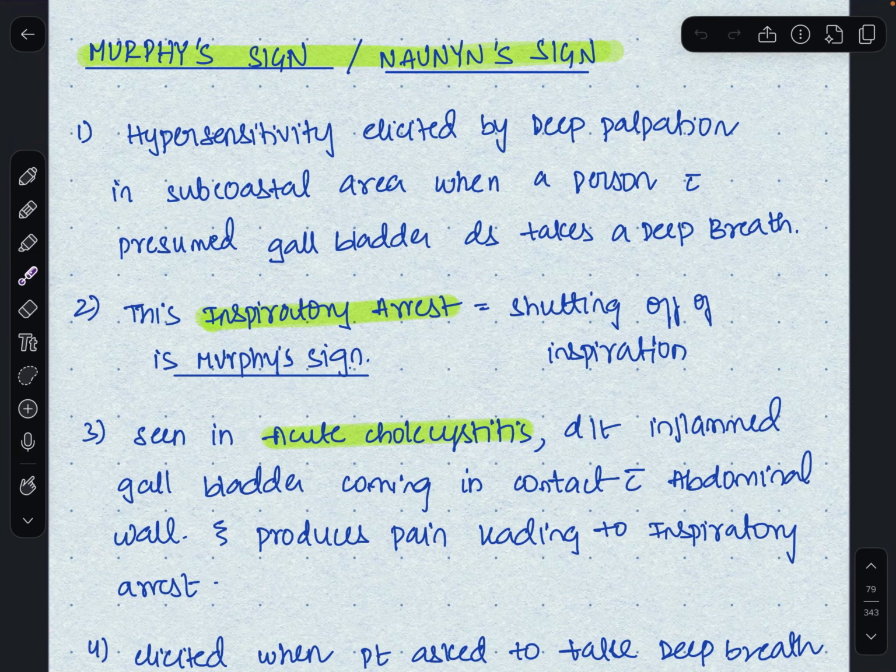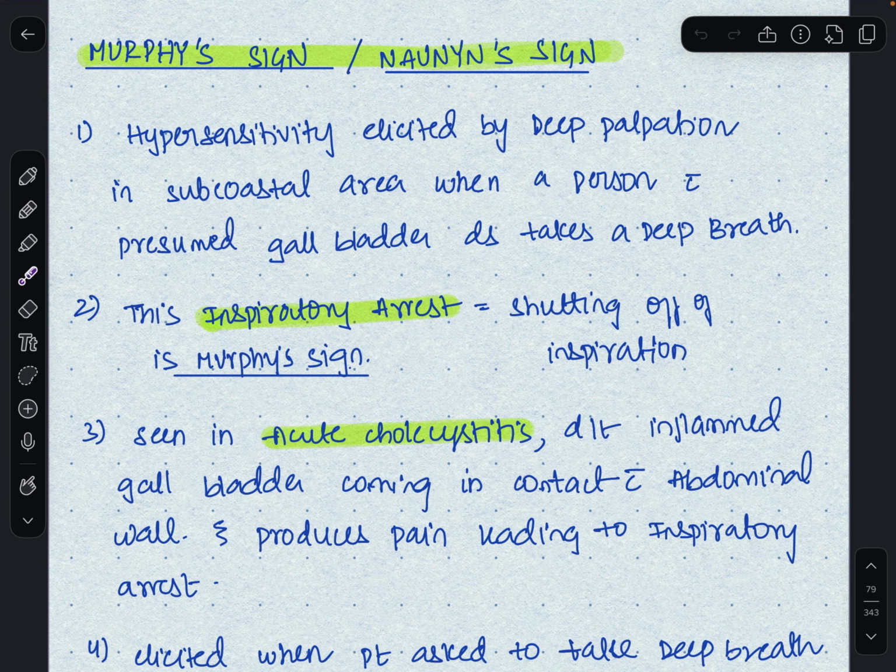In this video, we'll talk about Murphy's sign. It's also called Naunyn sign, right? It is a hypersensitivity which is elicited by deep palpation in the subcostal area when a person with presumed gallbladder disease takes a deep breath. So we'll ask the patient with the gallbladder disease to take a deep breath and palpate in the subcostal area. Then we can elicit this Murphy's sign.